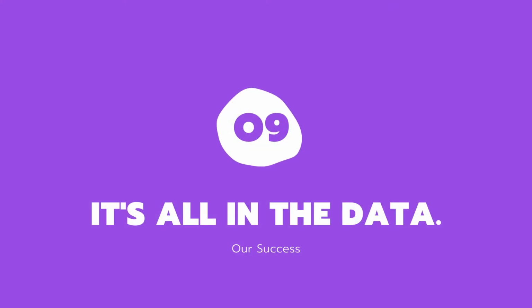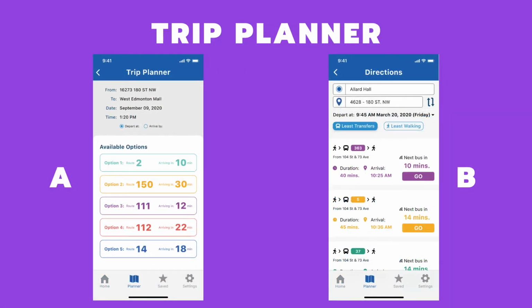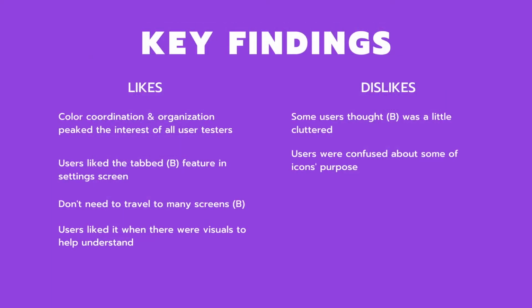Using data collection methods, we were able to get user responses on 2 versions of ETS 2.0, both of which were received with several critiques. Most of the likes were associated with the color coordination and organization, as well as tabbed features and the concise manner of the design. However, some users thought that the final choice was a little bit cluttered and were confused about some of the icon's purpose.